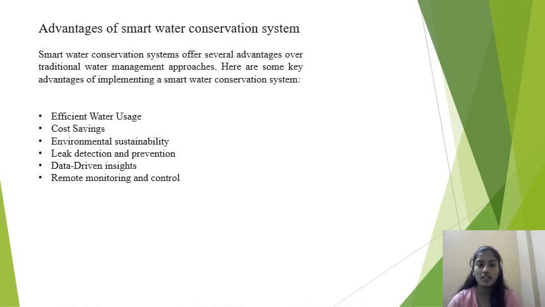Advantages of smart water conservation. A smart water conservation system offers several advantages over traditional water management approaches. Here are some key advantages of implementing a smart water conservation system: efficient water usage, cost savings, environmental sustainability, leak detection and prevention, data-driven insights, remote monitoring and control.